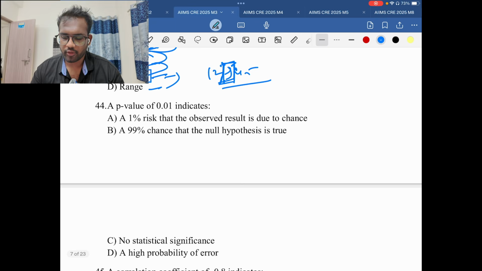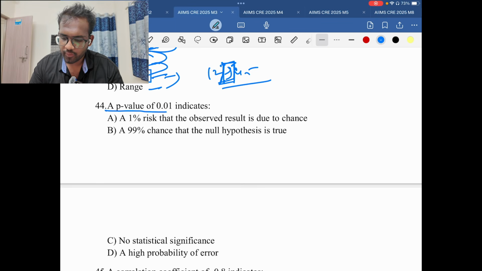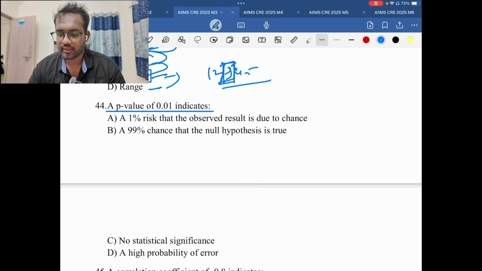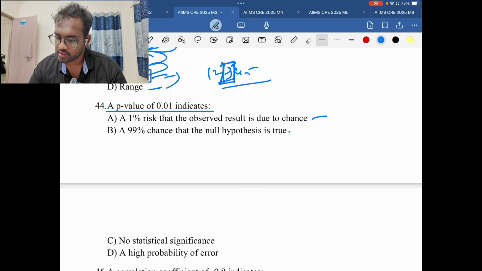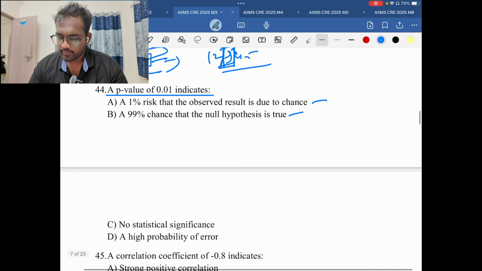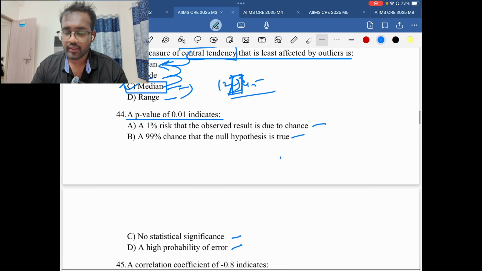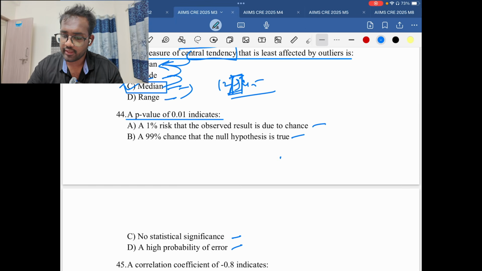Question number 44. A p-value of 0.01 indicates: a 1% risk that the observed result is due to chance, a 99% chance that the null hypothesis is true, no statistical significance, a high probability of error. In this question, I have explained earlier too, if the p-value is less than 0.05, then it is called statistically significant.